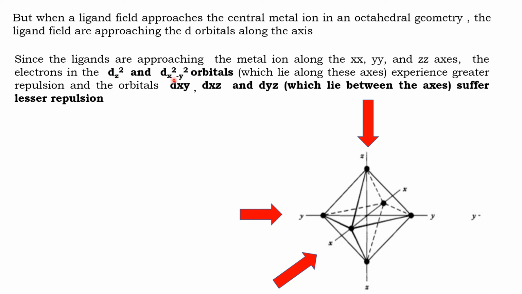dz square and dx square minus y square stay together, having maximum repulsion, while 3 orbitals dxy, dxz and dyz stay together away from dz square and dx square minus y square. So the 5 orbitals split into 2, 3 group together while 2 in another group. Take down, very important.